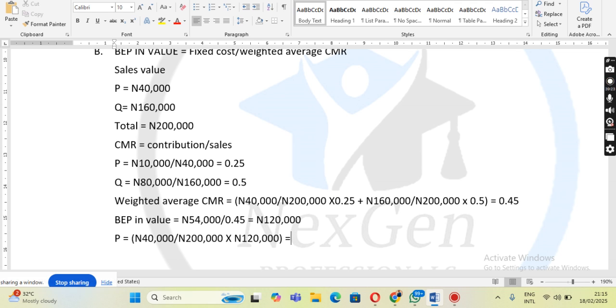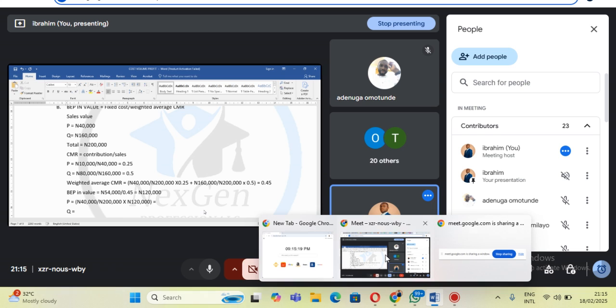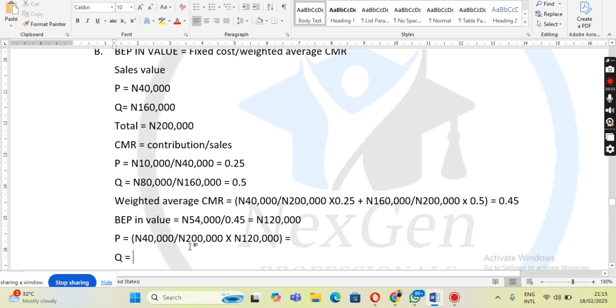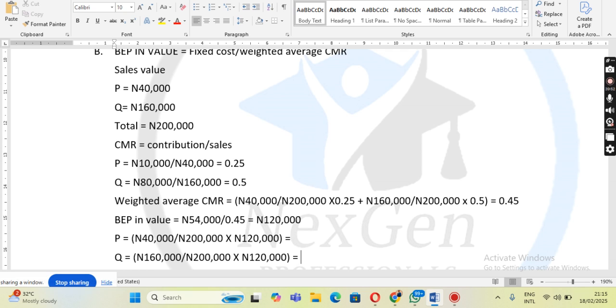120,000, what do you have? Then Q. Let me just copy this. The mix, when you divide this, will give you the mix. Mix means the percentage of the value in that 120,000. What do you have? For P, we have 24,000.